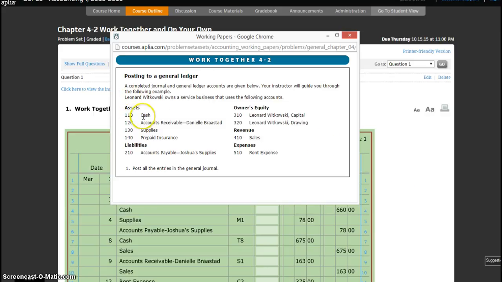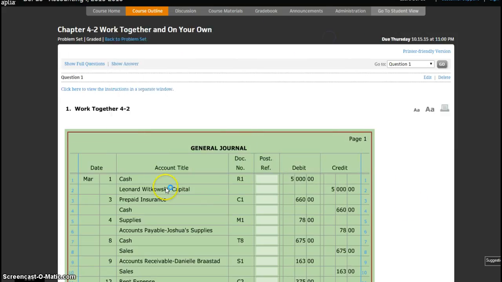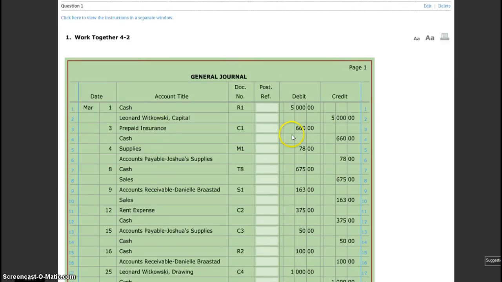So here's all of our accounts that we're going to use for this section of 4-2. Here's our assets here and all their account numbers. Our liabilities, we have 1 to Joshua Supplies. The owner of our company is Leonard Witkowski, and we have a sales and rent expense. So we have Leonard Witkowski, who owns a service business, and we have to post all of these different transactions that occurred into his ledgers.